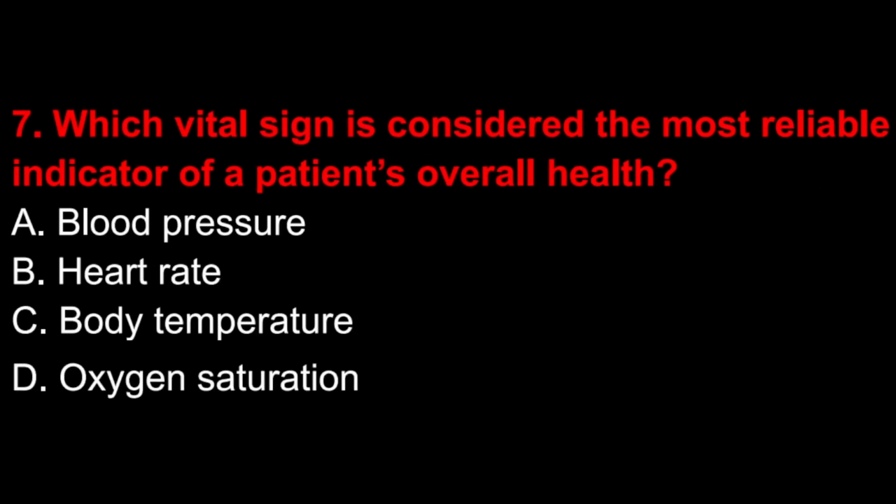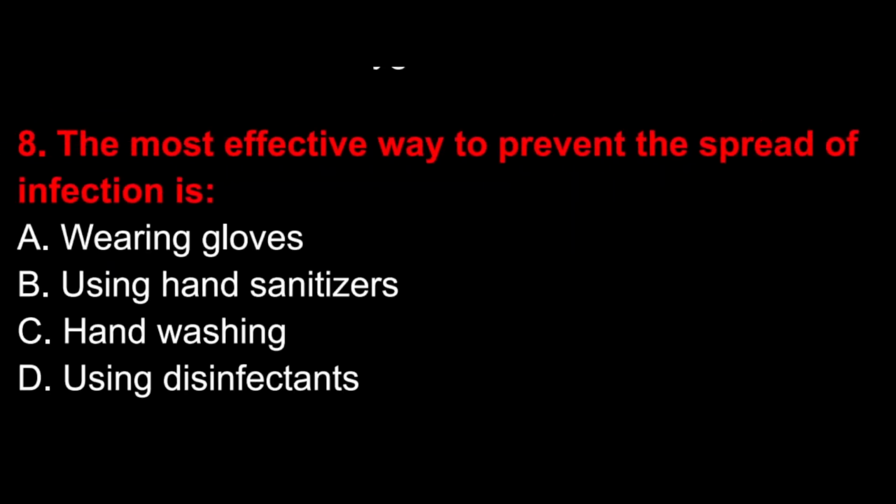Question number 7. Which vital sign is considered the most reliable indicator of a patient's overall health? Correct answer is option D, oxygen saturation. Question number 8. The most effective way to prevent the spread of infection is. Correct answer is option C, hand washing.